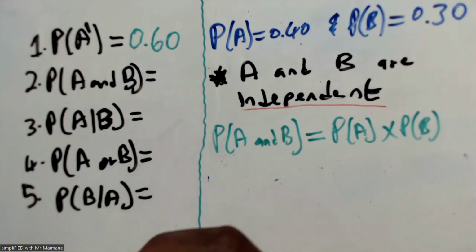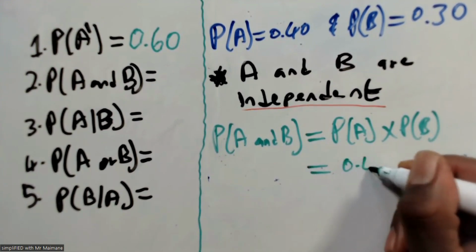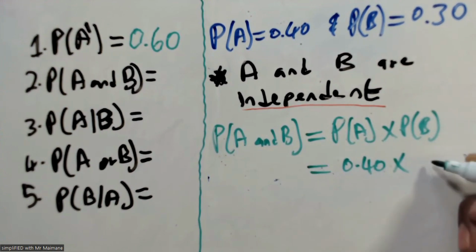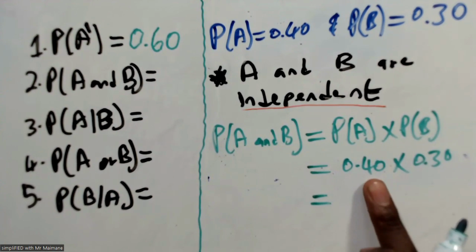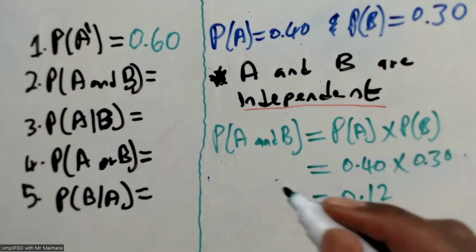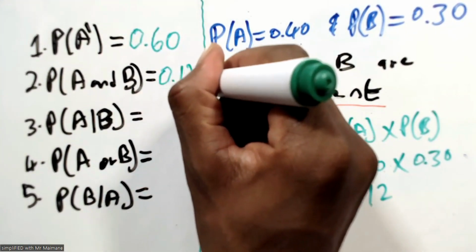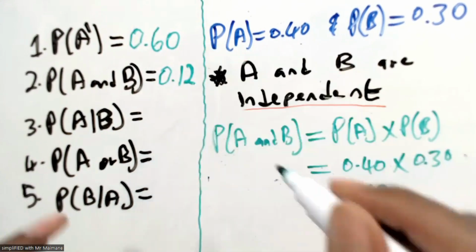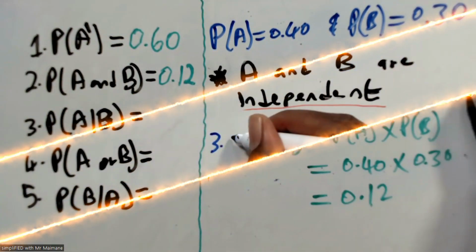So in this case, we're just going to go straight and say the probability of A is 0.40 multiplied by the probability of B, which is 0.30. 0.40 multiplied by 0.30 is 0.12. So the probability of A and B is going to be 0.12, because the events are said to be independent, we calculate it like that.